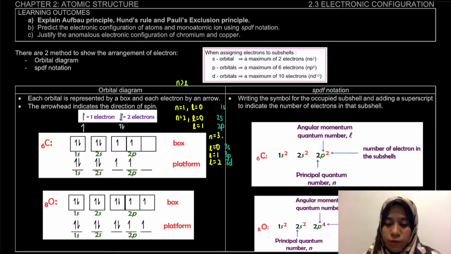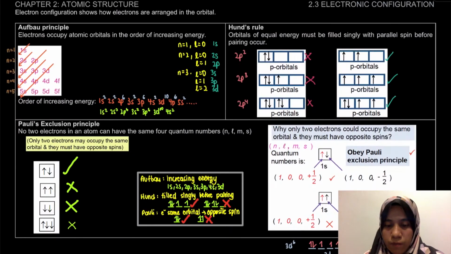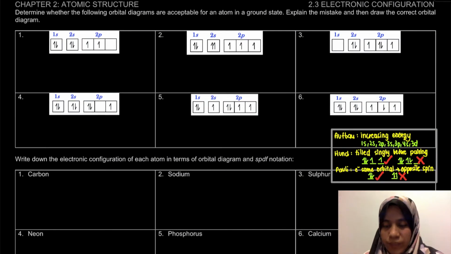In this video, what we're going to look at is how to predict the electronic configuration of atoms and monoatomic ions using spdf notation. Monoatomic, it means that it must be one atom, monoatomic ion. Okay, so we're going to look at page 19. Right now we're going to apply all the knowledge that we have learned previously to determine the electronic configuration of a given atom. Okay, but before that, let's look at an example here.